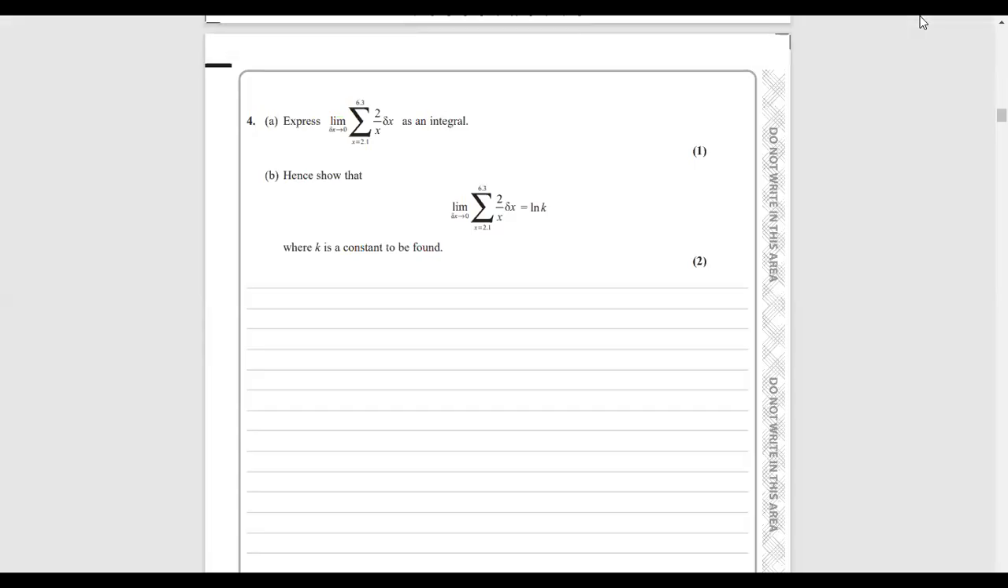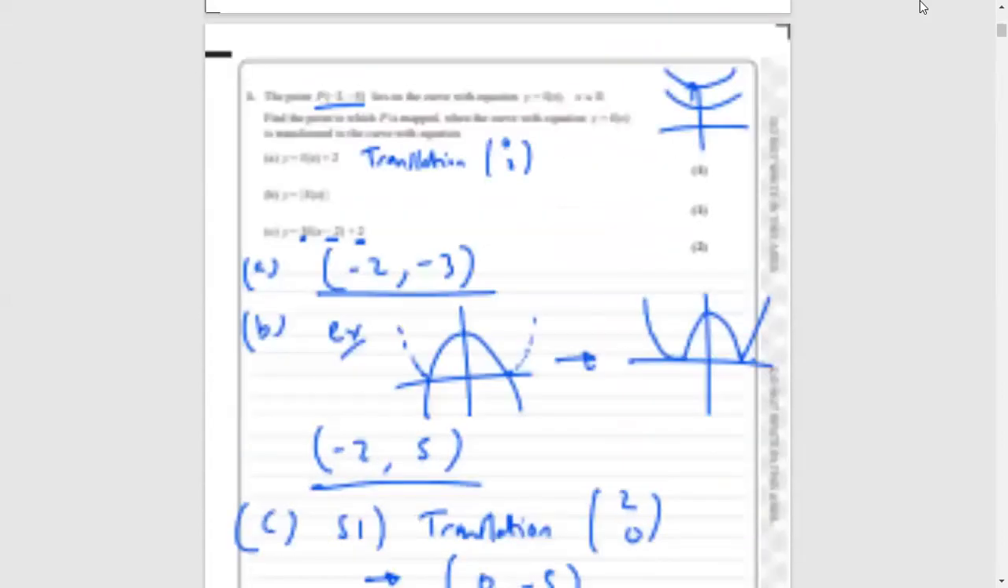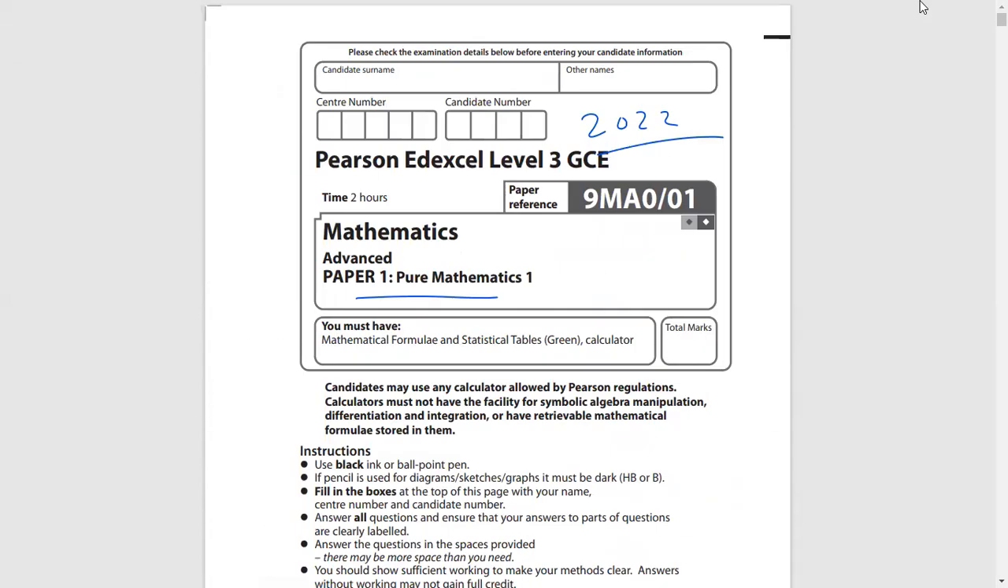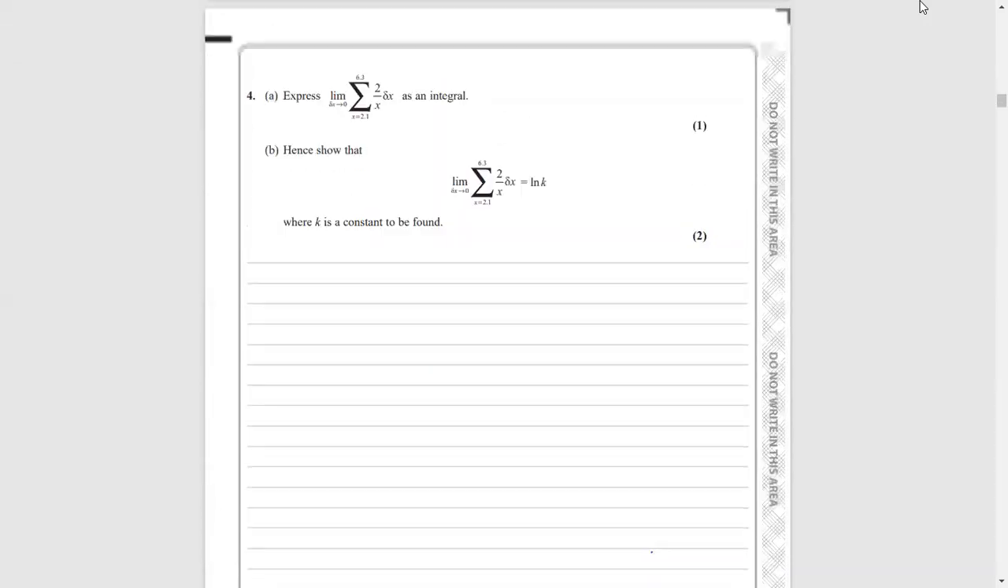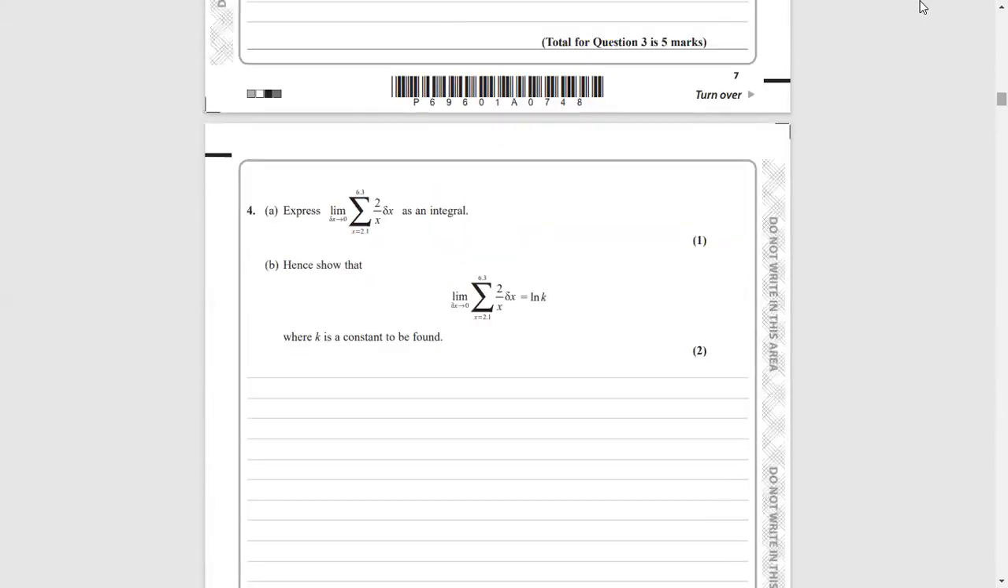Hello, so in today's video, we're going to answer question 4 from the Edexcel Paper 1 2022 exam. We've done the first questions in previous videos already this week. This is the Paper 1 2022 Edexcel A-Level Pure Maths exam, and we're going to answer question 4 today. This question here is the one we're going to do.